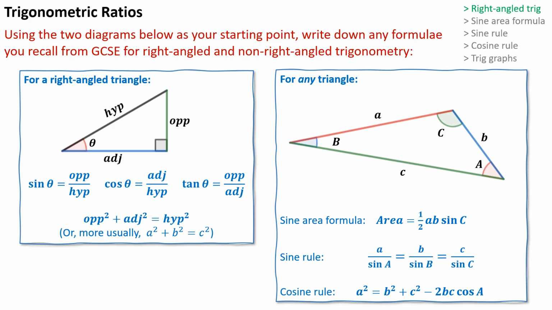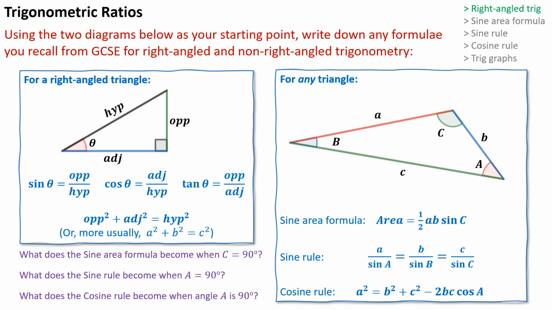The cosine rule, a squared equals b squared plus c squared minus 2bc cos A, is a way of connecting three sides and one angle. So if you know three sides of a triangle but you don't know any angles, cosine rule will help you to find one of the angles. If you know two sides and the angle in between, cosine rule will help you to find the third side. If you know two sides and an angle that isn't in between, then in fact you already have the requirements for sine rule, because sine rule will let you deal with a situation where you have a side and the angle opposite and one other thing.